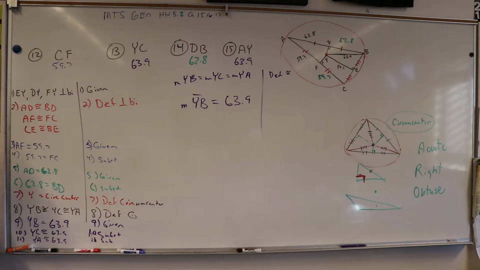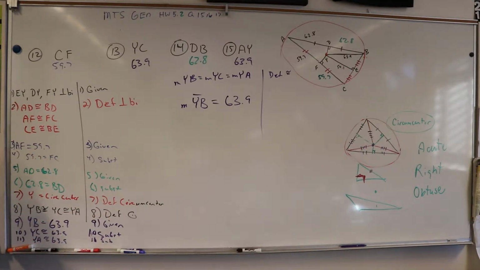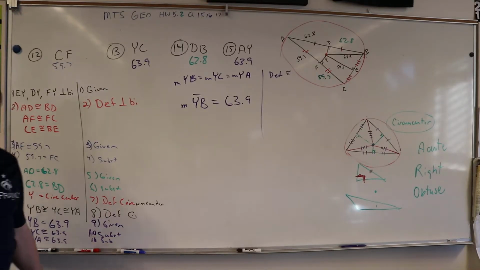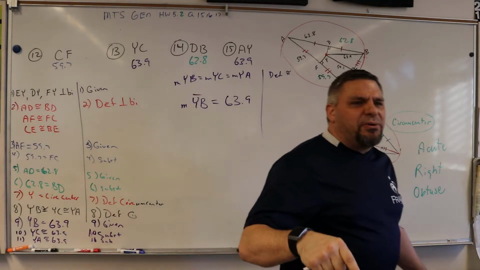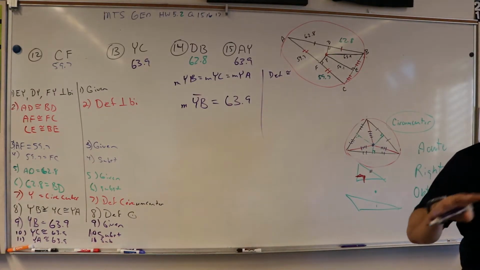The part I really want you to focus on is how to get here, and saying whether the measures are equal or they're congruent. I'm not going to be a stickler on that. And the state test won't either. It'll just label it: measure is equal, or the side is congruent to.